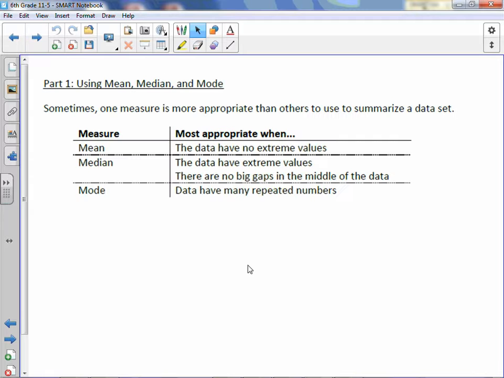Sometimes one measure is more appropriate than others to use to summarize a data set. So between mean, median, and mode, mean is most appropriate when the data have no extreme values or outliers. Median is most appropriate when the data do have extreme values and there are no big gaps in the middle of the data. And the mode is most appropriate when the data have many repeated numbers.